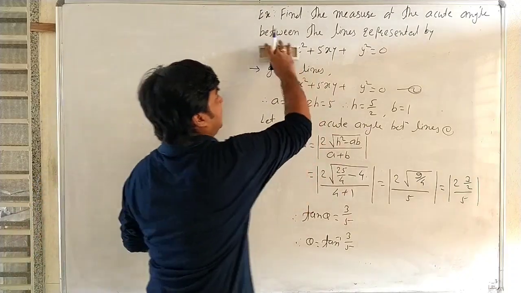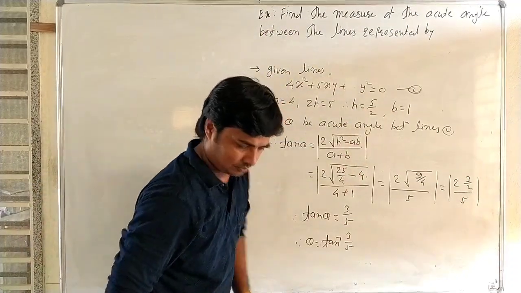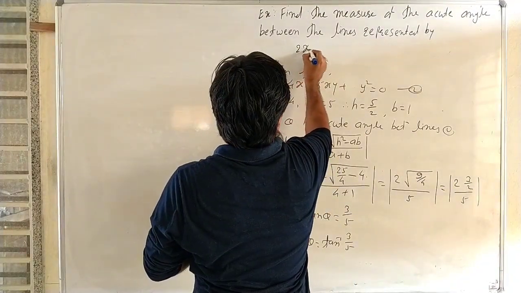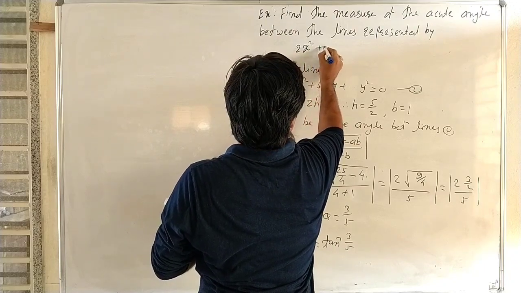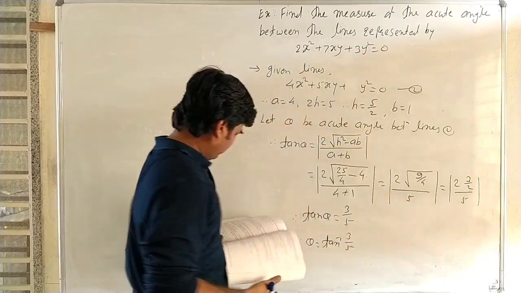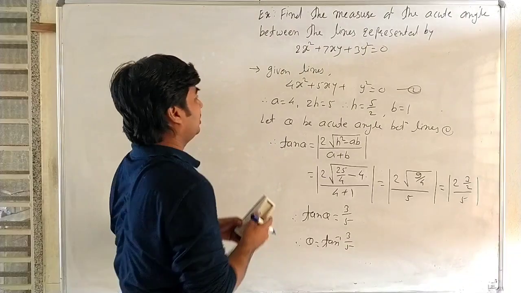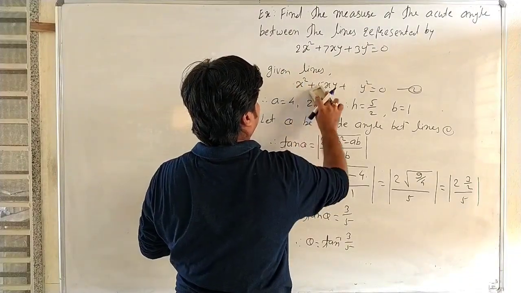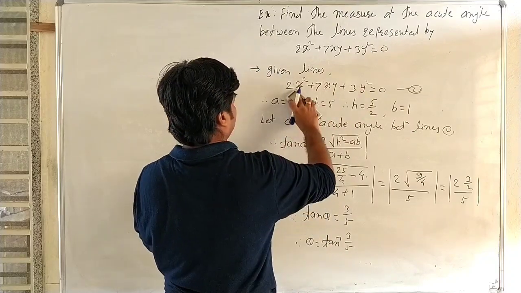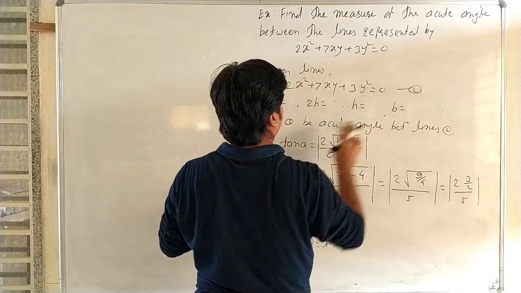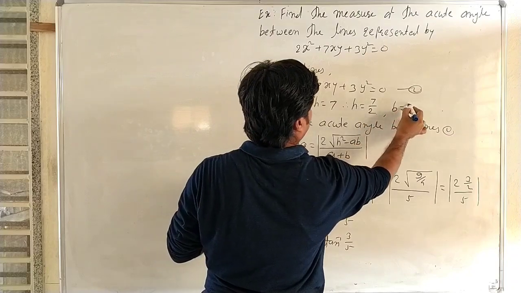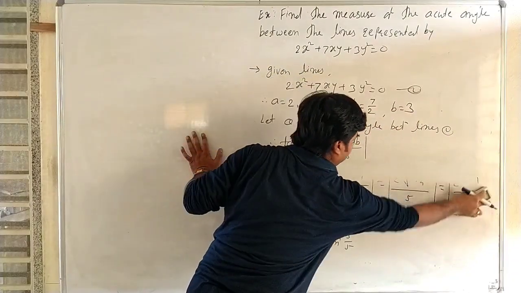Okay, now we see the next example. 2x square plus 7xy plus 3y square equal to 0. Again same example, compare. Here it is 2x square, 7xy and it is 3y square. Therefore a is equal to 2, 2h is equal to 7, h is equal to 7 by 2 and b is equal to 3. Now it is a formula for the acute angle.